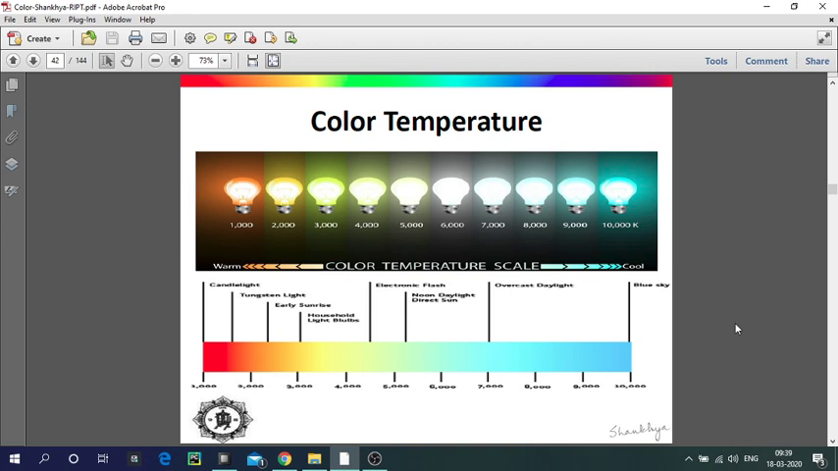Acha, color temperature bolte ki? So color temperature can be defined as the temperature of an ideal black body when it is raised to emit that particular color.